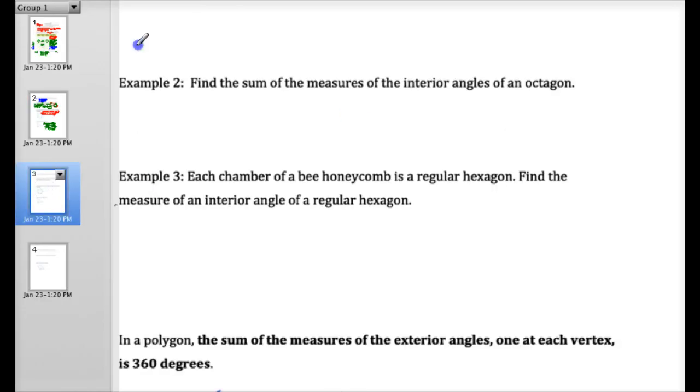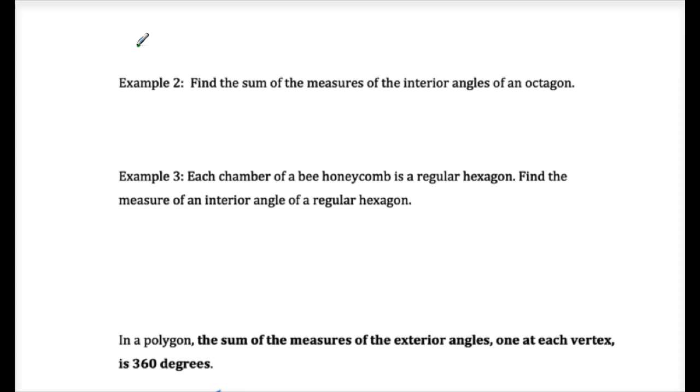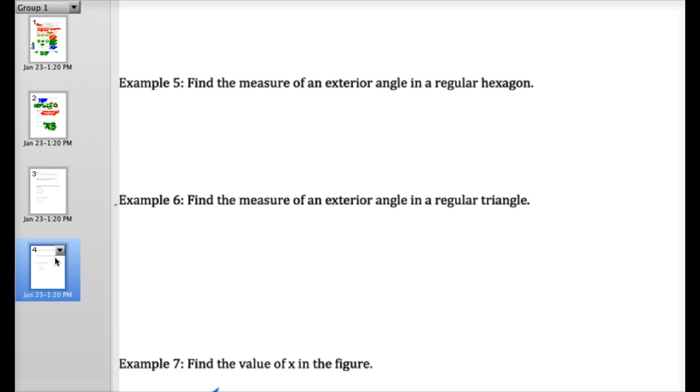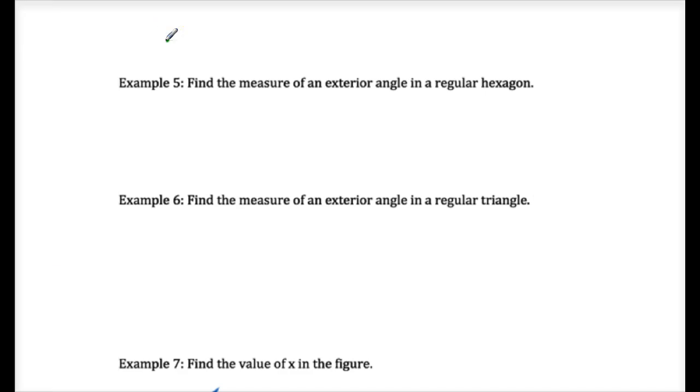All right, jump to the next page. Find the sum of the measures of the Oh, we already did that one, didn't we? That's not the right page. There we go. Find the measure of an exterior angle in a regular hexagon. Okay? Again, we're back to our regular hexagon. We're looking for the measure of an exterior angle. We got a lot of work to do here. Once again, do your best to try to draw a regular hexagon. Just like that other one you drew.